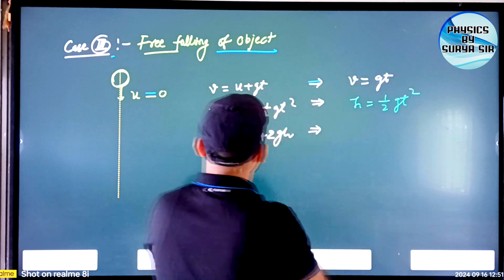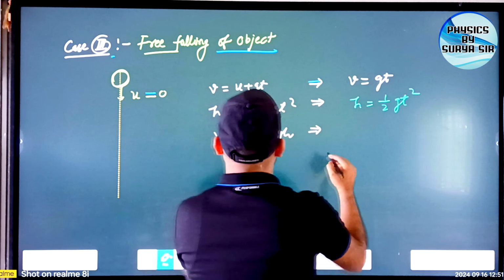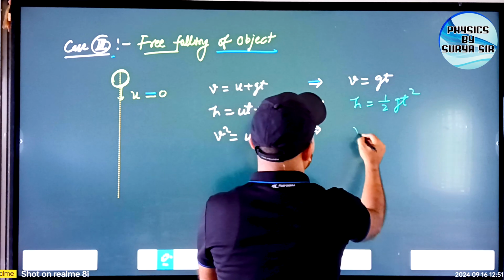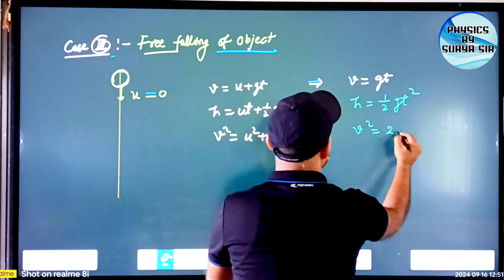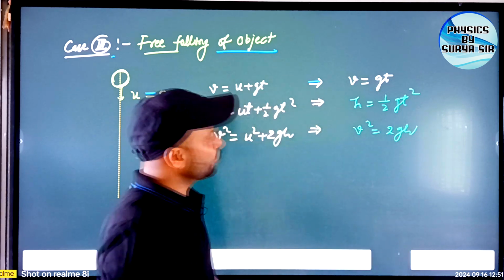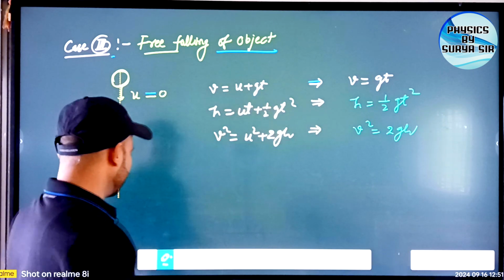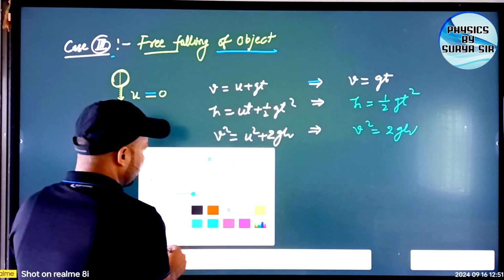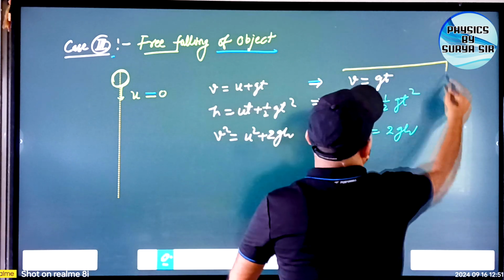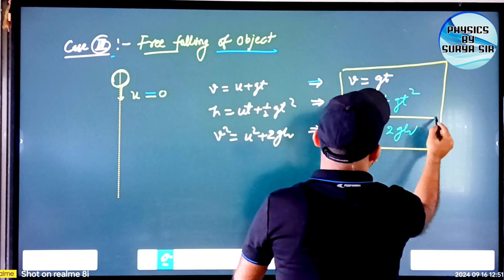U will be finished, so V square is equal to 2GH. V square will be 2GH. Clear? Did you get it? Yes. I hope you are getting it very well.